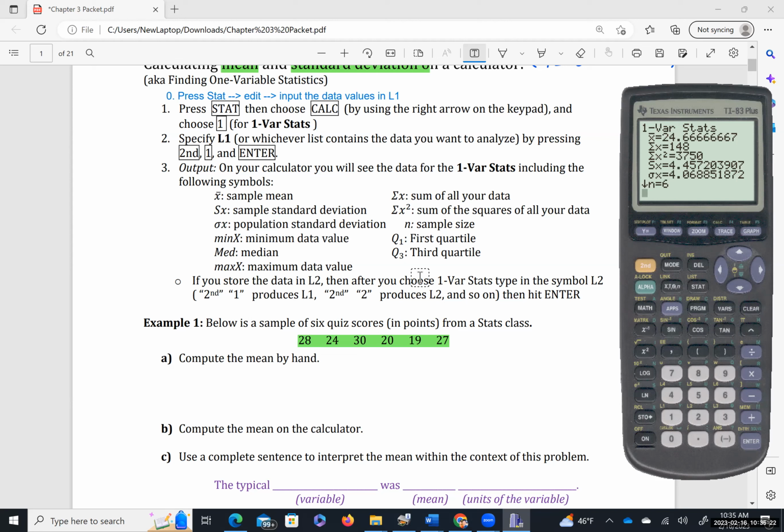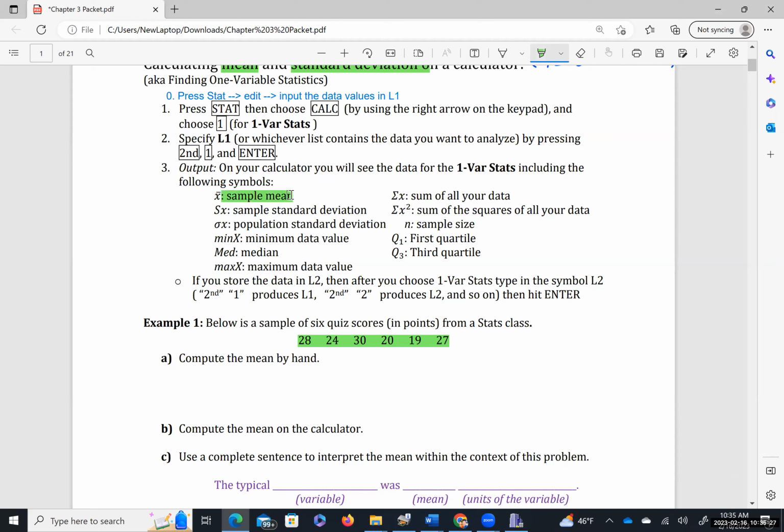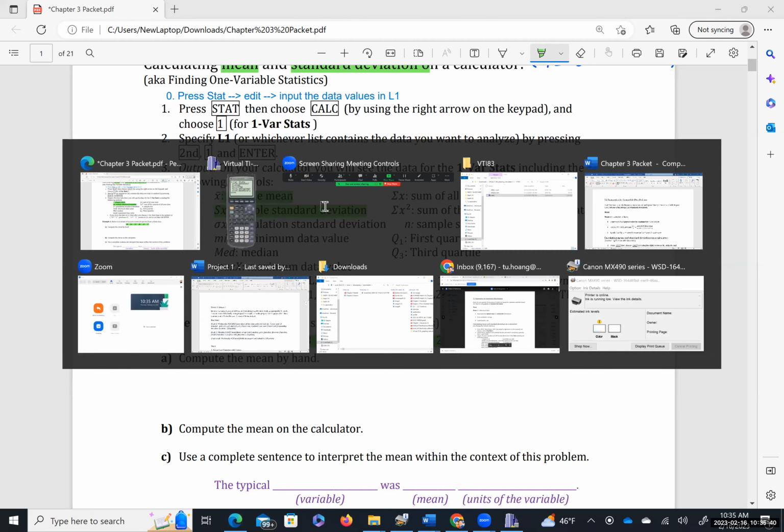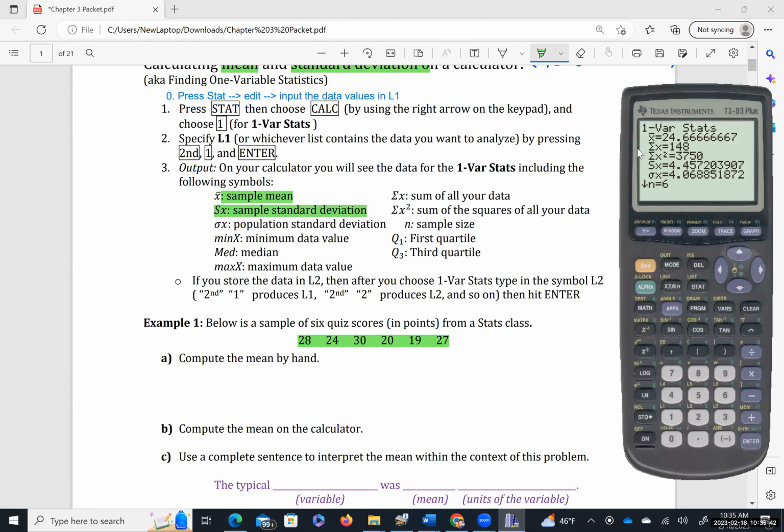Keep in mind that they say over here X bar is the sample mean, SX is the sample standard deviation. So we are trying to find these two first. I got X bar is 24.67 to 2 decimal places, and the sample standard deviation SX is 4.46 to 2 decimal places.